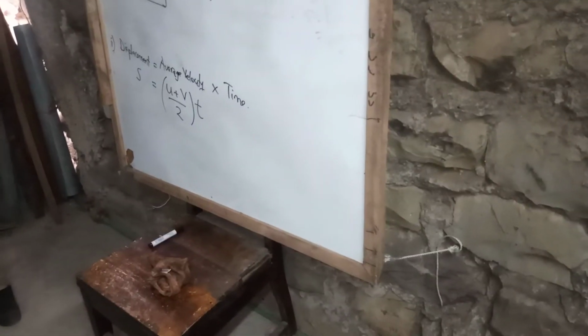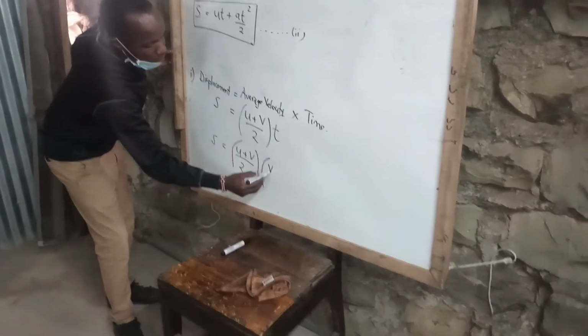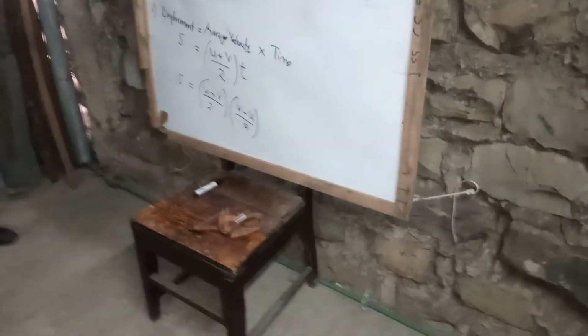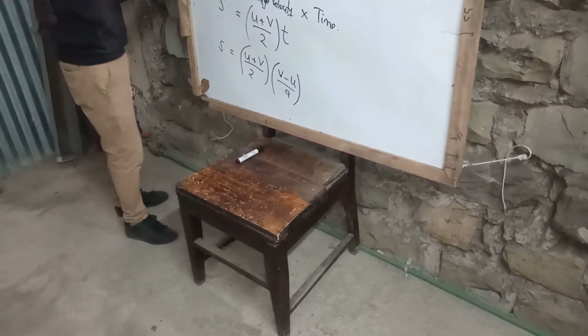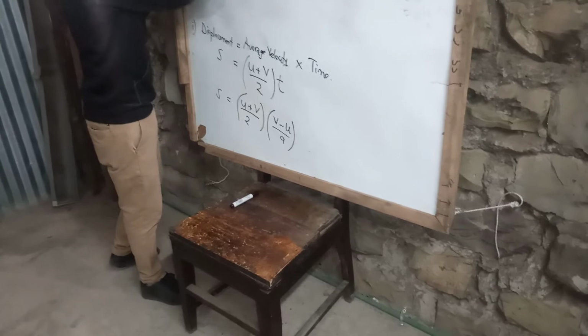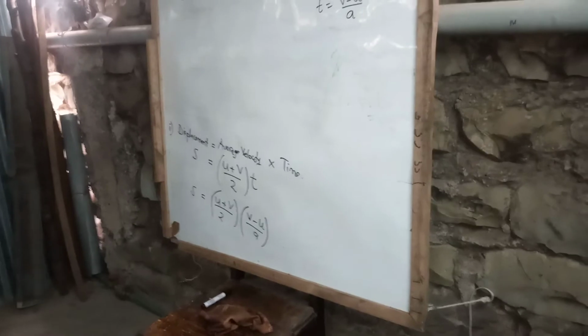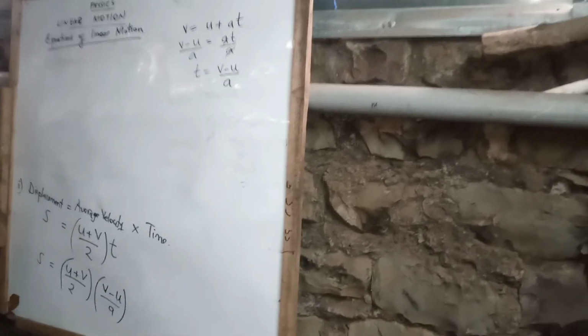Remember, t is in fact v minus u over a. Okay, so we are having u plus v over 2 times v minus u divided by a, and that is a product. As you can see, we have 2 brackets that we need to open up and see what we get there. So let's open up the brackets. That is expansion.